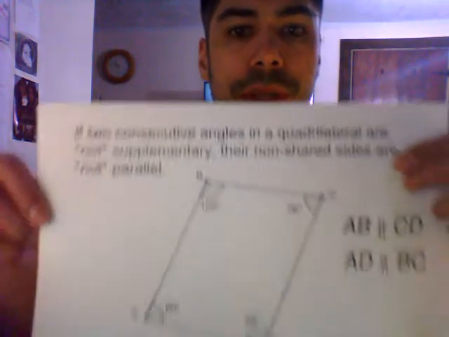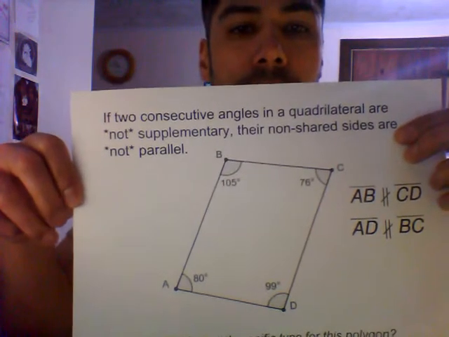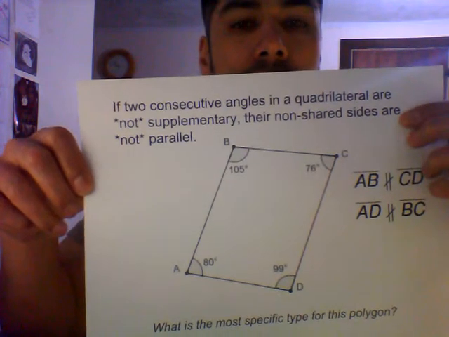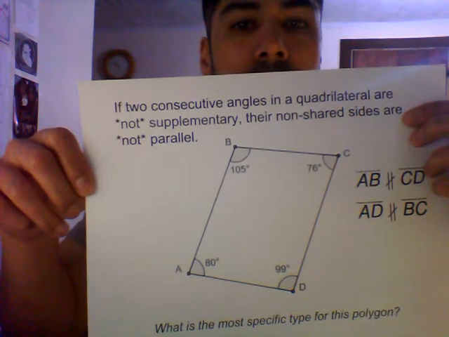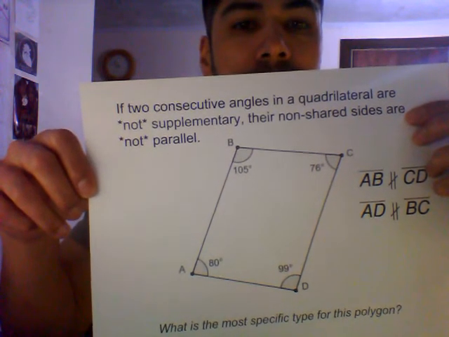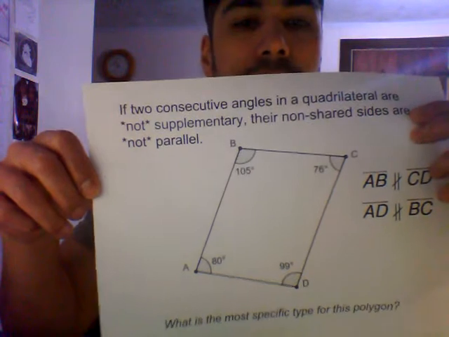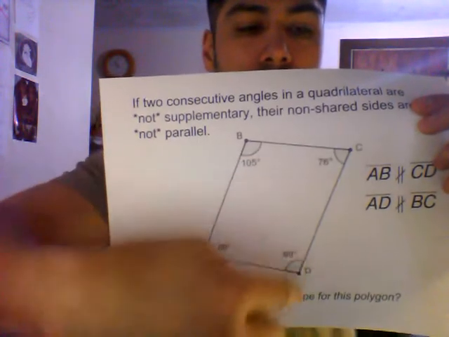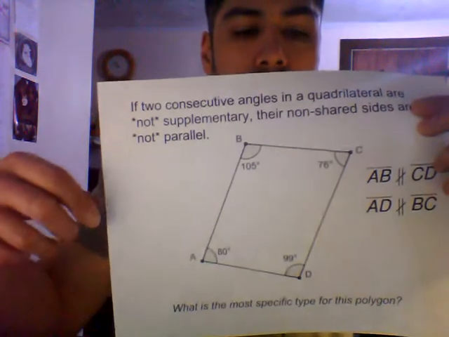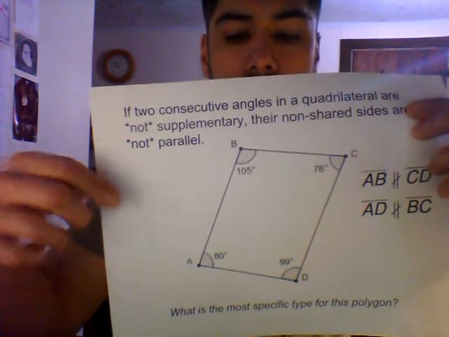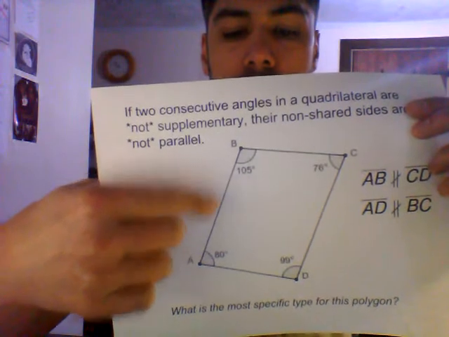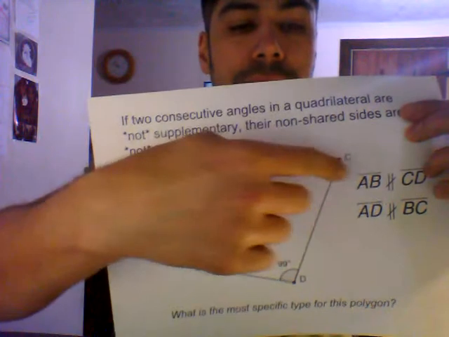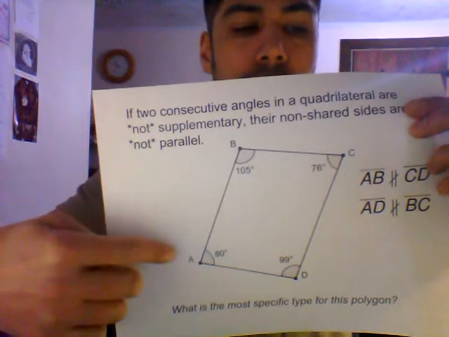that they're not, because if you add up our pairs of consecutive angles, like angle B and angle C, 105 plus 76 degrees, that's going to equal 181 degrees, not 180. So that means this side and this side are not parallel. And let's try it over here, 105 degrees plus 80 degrees, that's 185, not 180. So that means that this side and this side are not parallel.